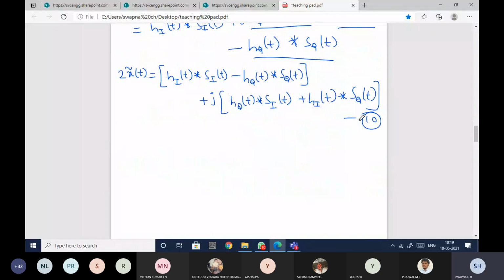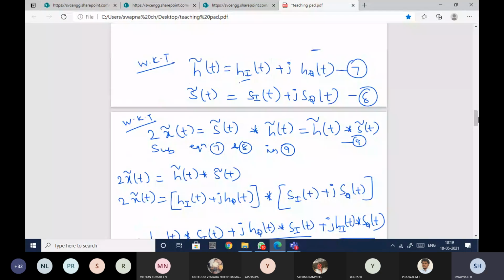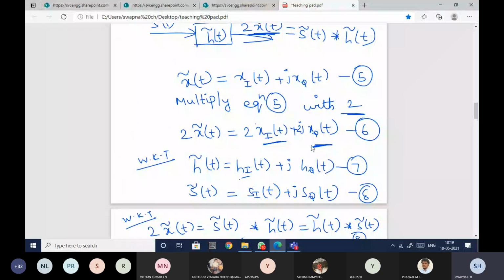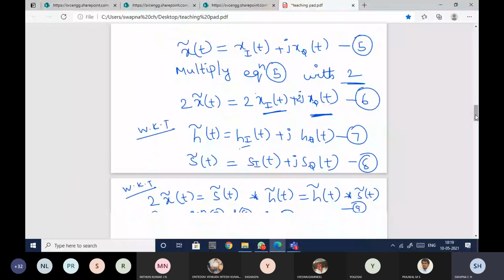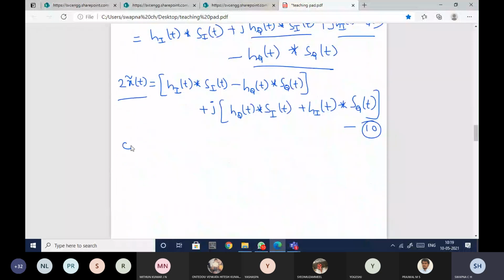Okay, now I'll compare this equation, 2x tilde of t, with this equation, the sixth equation. I'll write the sixth equation again. Compare equation 6 and equation 10. You may ask me why I'm comparing: because here I have 2x tilde of t, and all this I've done to represent xi of t and xq of t in terms of hi and si, hq and sq. That is the reason I'm comparing.